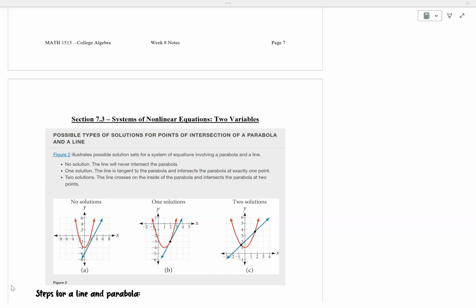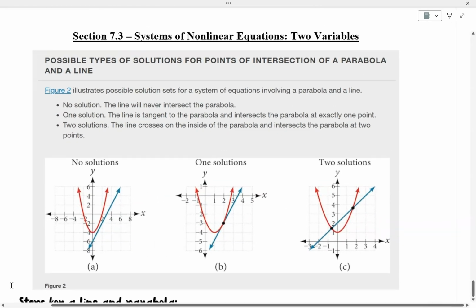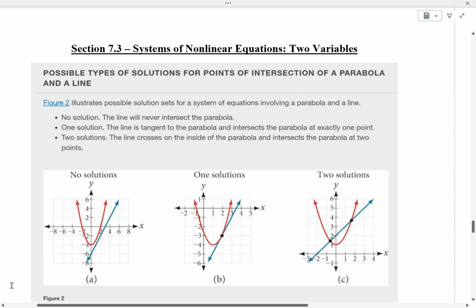So as you can see in these graphs right here, you can have no solutions. You can have one solution, or you can have two solutions. So it is all based off of the equations that you get. So it could touch it, cross it, or not touch it at all.